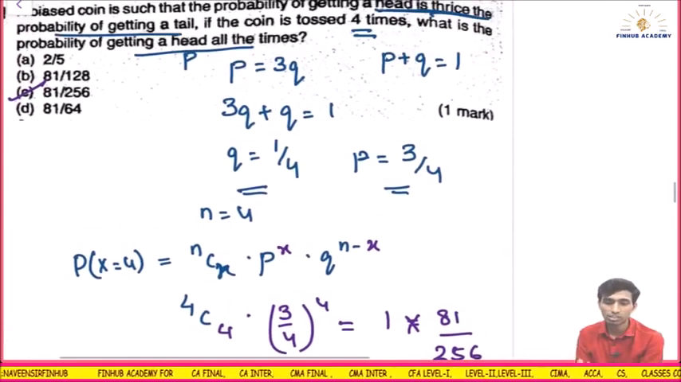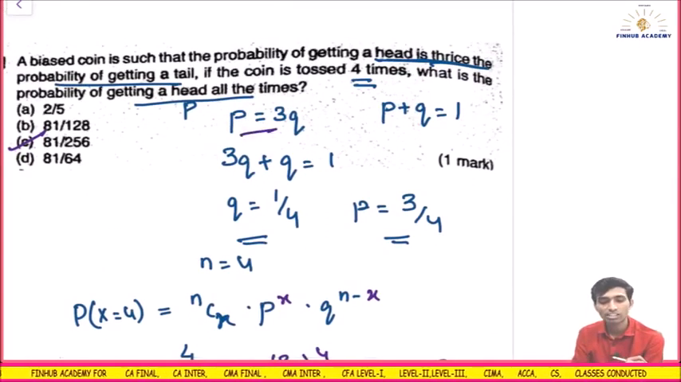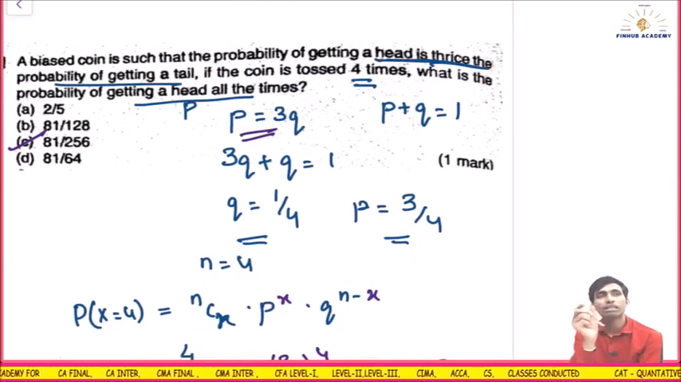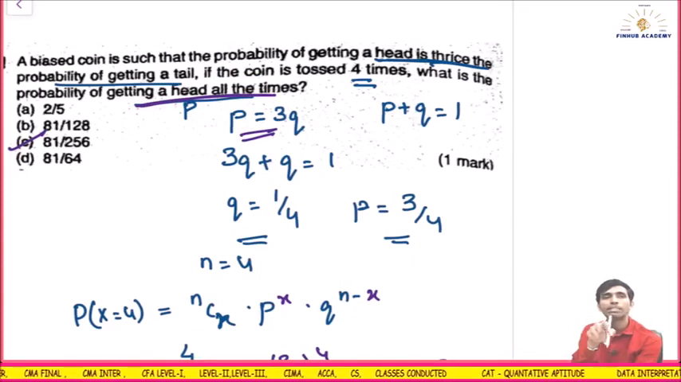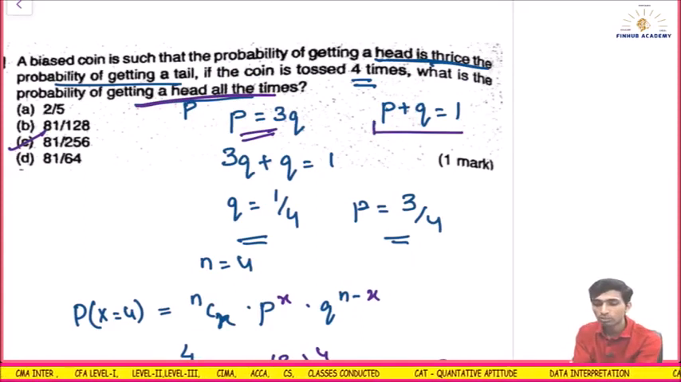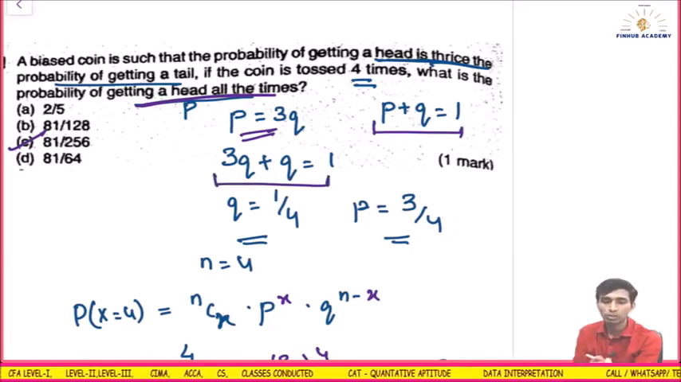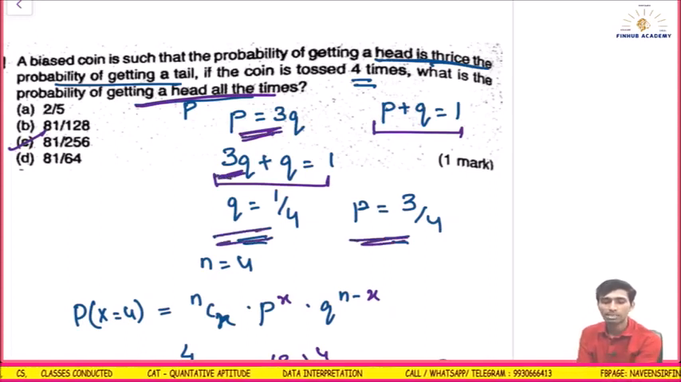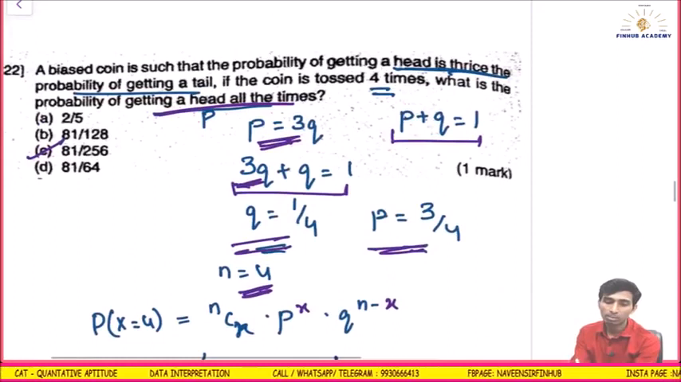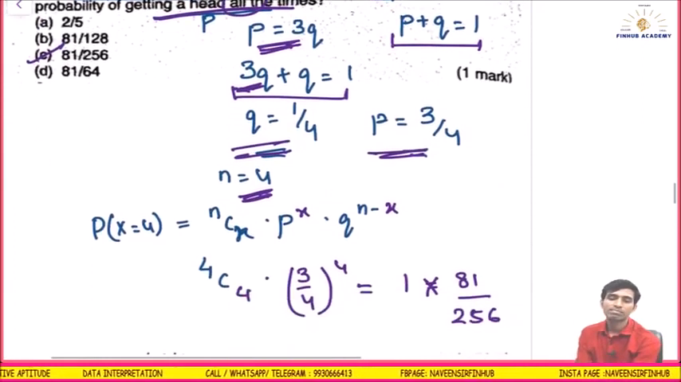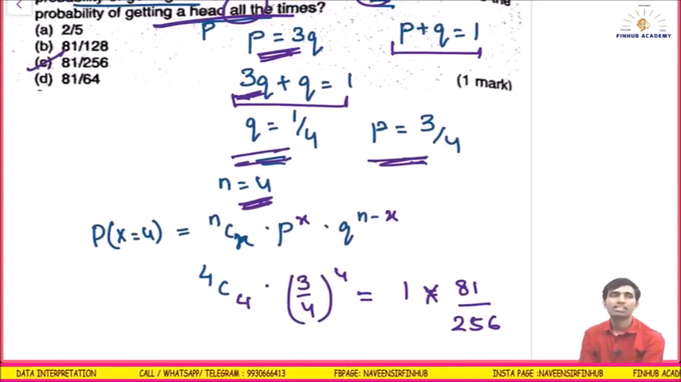81 by 256. Understood? So what I did, this was biased, so there was a relationship given. Take success and failure: P is success, Q is failure. What is success? I want to get head all the time. So my P is equal to 3 times Q. But I know the total of the probability should be 1. So I will calculate Q by substituting P as 3Q. So 3Q plus Q is equal to 1. Q is 1 by 4. So P is 3 by 4. N is equal to 4, the number of times the coin is tossed. All the times means 4 times it is head, so X will be 4. nCx into p raised to x into q raised to n minus x.